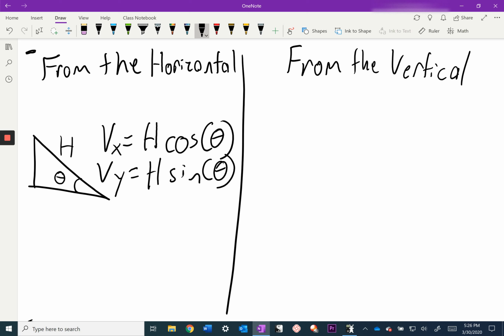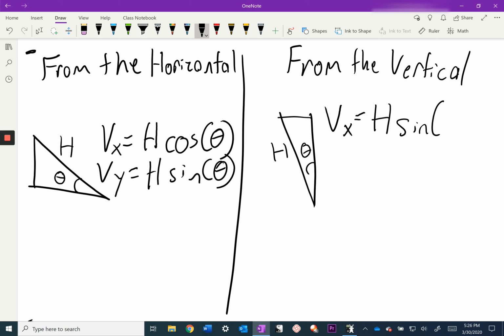But if the problem says from the vertical, your triangle is going to look something like this. Now, in this case, the x component of your vector is going to be h sine theta. And the y component of your vector is going to be h cosine theta.